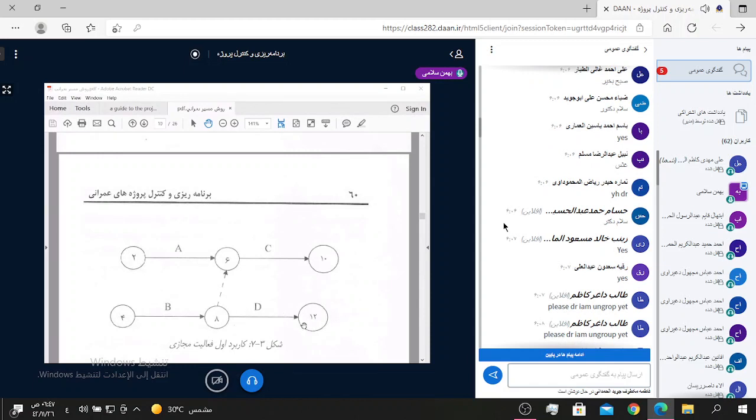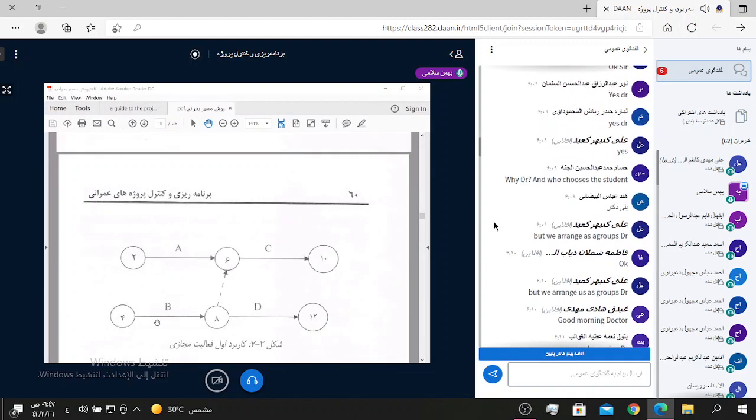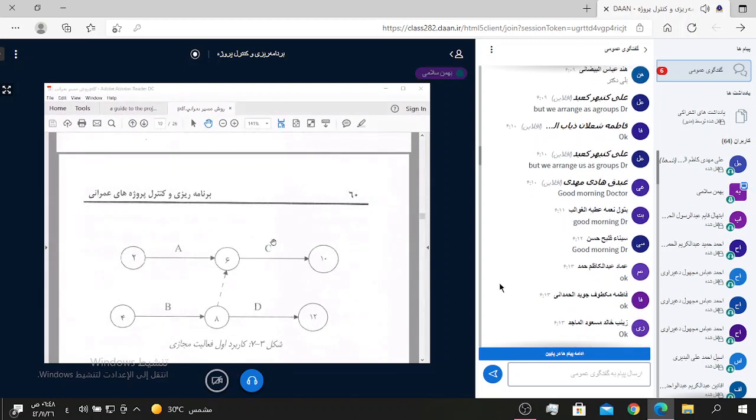For example, in this example, we want to make a relationship between activity B and activity C. If there is no dummy activity, we cannot make a relationship between B and C. We use this dummy activity only to make a relationship between B and C. Understand?